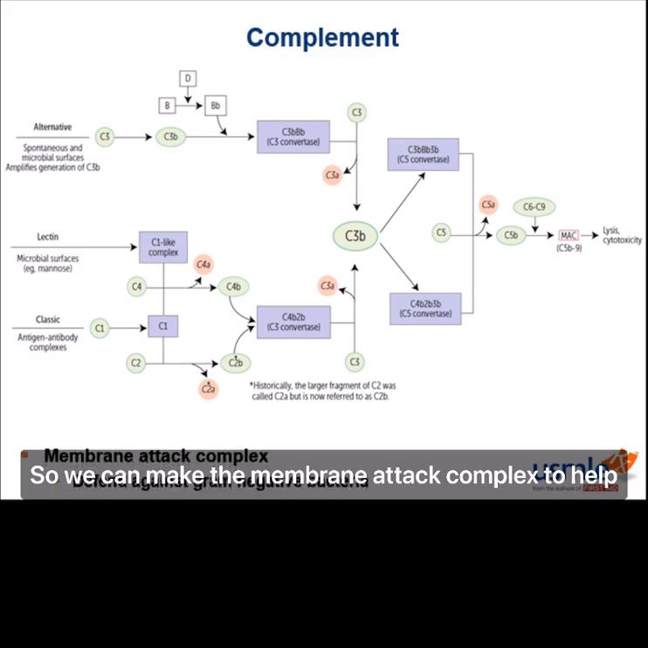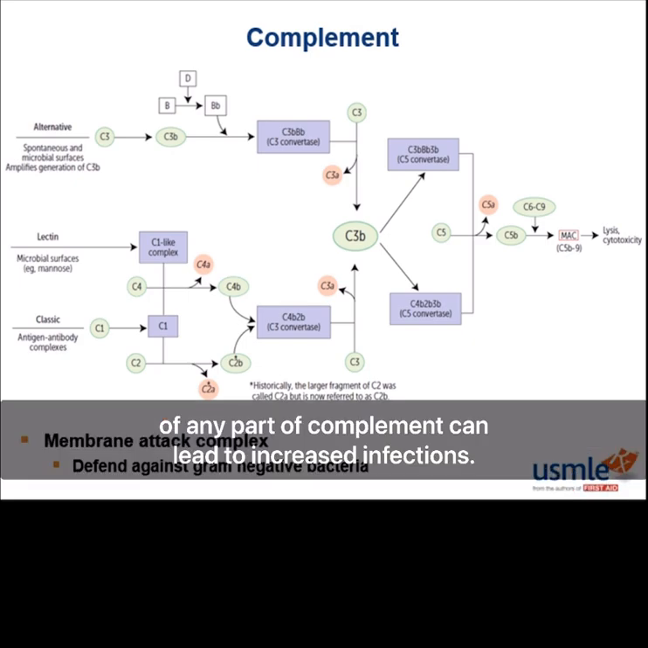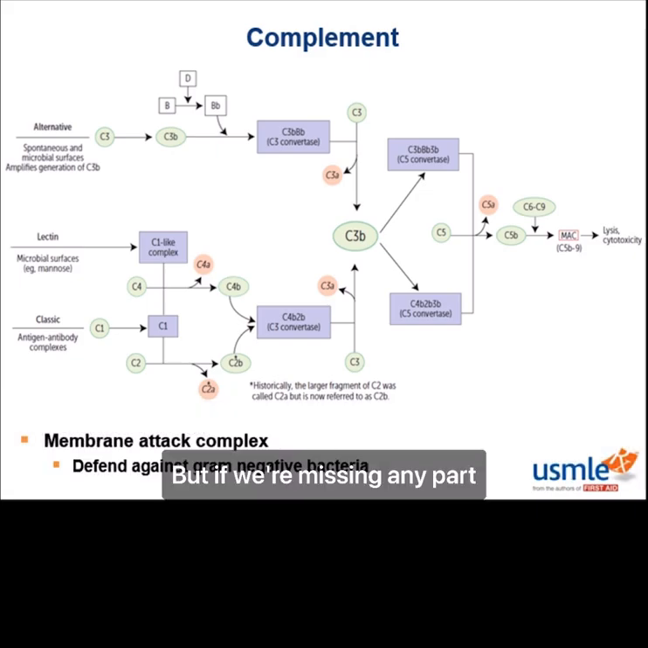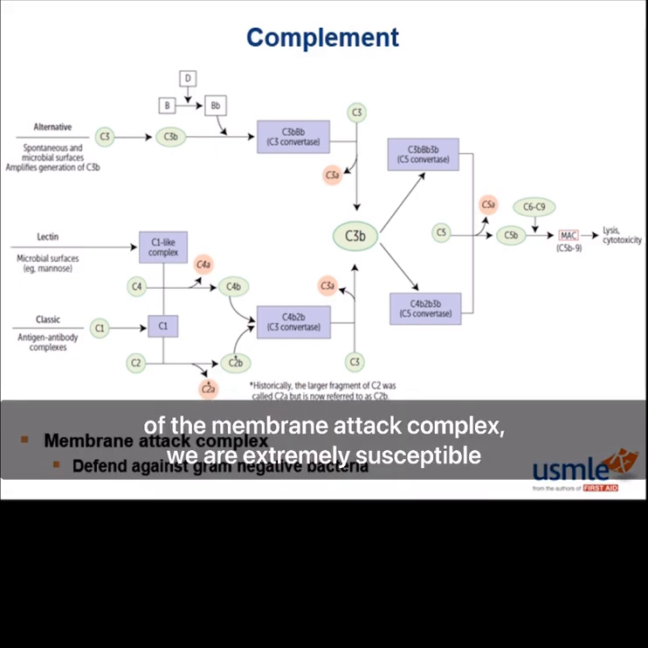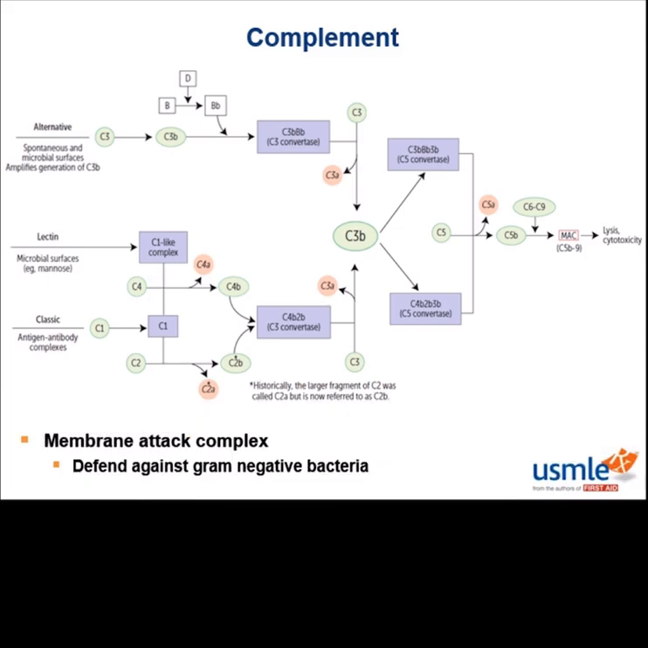So we can make the membrane attack complex to help in our innate defense against gram-negative bacteria. One very high-yield point to know is that deficiency of any part of complement can lead to increased infections. But if we're missing any part of the membrane attack complex, we are extremely susceptible to recurrent Neisseria infections.